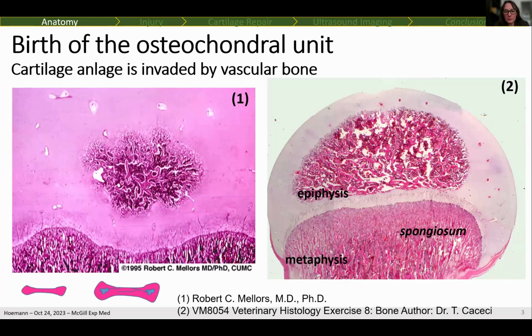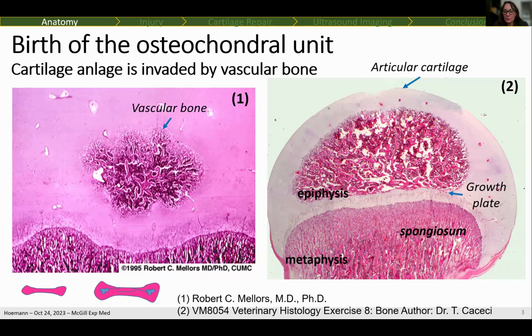So the osteochondral unit is considered an organ. Often people think of cartilage or bone, but now there's more thinking of an osteochondral unit. And it all starts with the bone in fetal growth. It starts off as a piece of cartilage that becomes invaded by a vascular bone. What this gives rise to later on in the growing long bones is an epiphysis and a metaphysis that are separated by a growth plate.